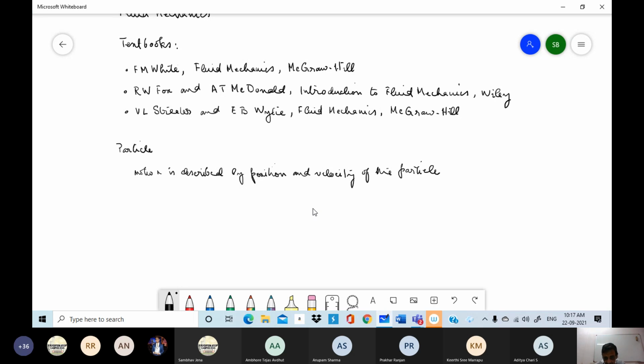Since it's a second order ordinary differential equation, if you know the initial value of position and the initial value of velocity, the two initial conditions, you can integrate forward and calculate the position and velocity of the particle at future instants of time. So the motion of the particle is specified by the position and the velocity of the particle.